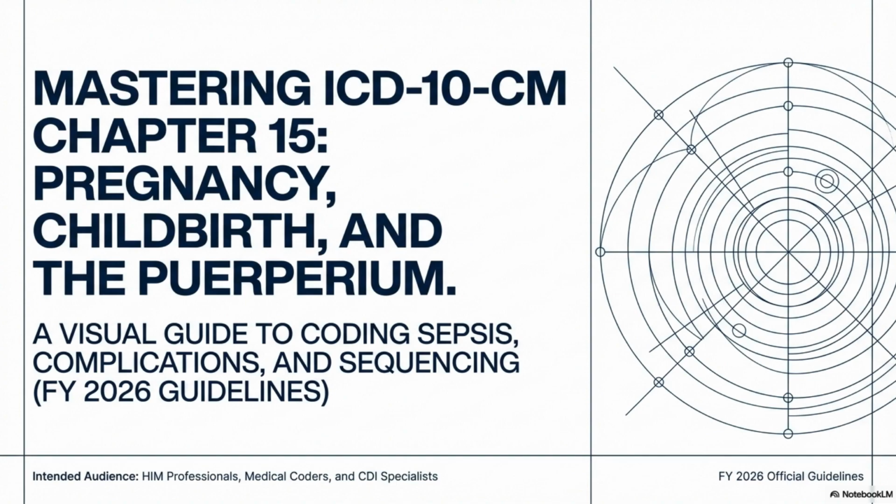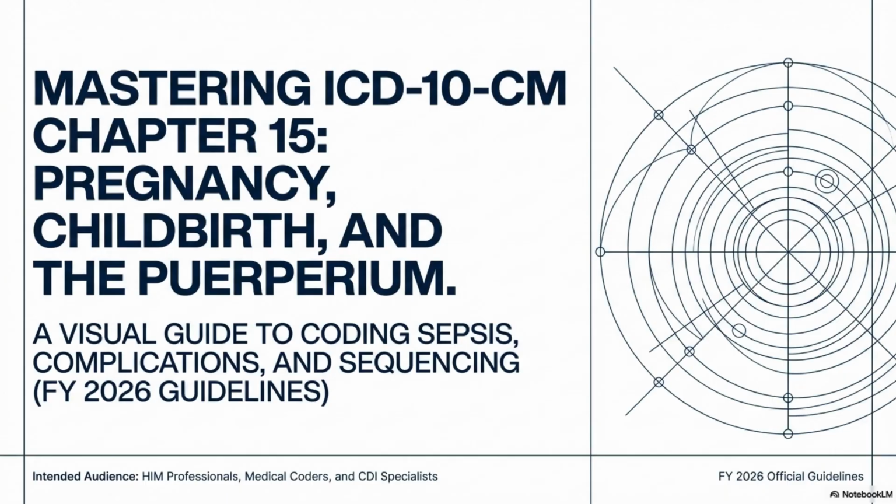Today we're continuing our journey through the ICD-10-CM guidelines for Chapter 15, Pregnancy, Childbirth, and the Puerperium. In the first video, we covered the foundational rules that shape obstetric coding. Now, in Part 2, we're going to move into the more advanced areas of this chapter.